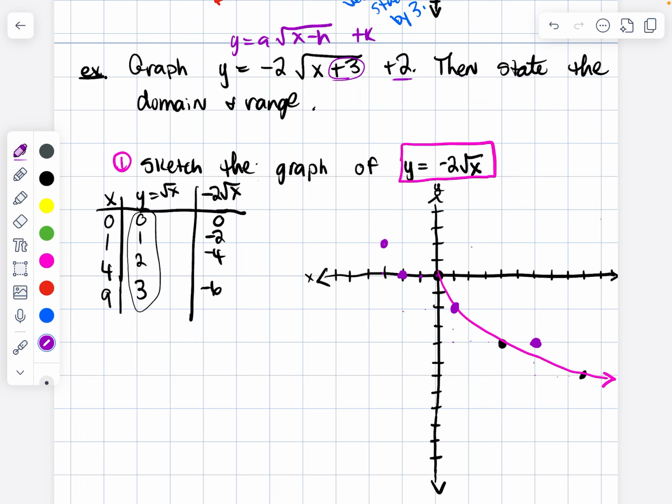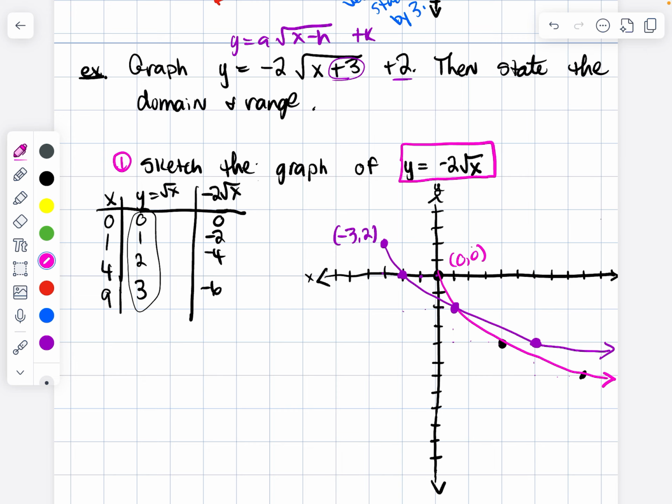All right. And so we have something here. So this point right here, notice is negative 3, 2, right? And then, of course, we know this point here is 0, 0. And notice how they'll continue to go right and down, okay?